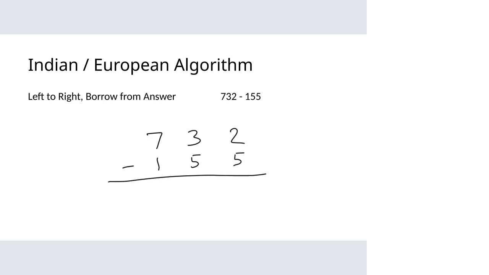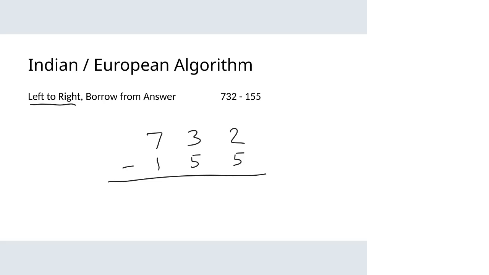But instead of starting in the ones column, we're actually going to start on the left. The Indian European algorithm. It's sort of disputed where this originated, whether it was in India or in Europe. I think historically I've called it the Indian algorithm, but then I had students from Europe tell me, hey, this is how I was taught when I was a kid. So maybe it's the European algorithm. I'm not exactly sure, so we'll just go with both.